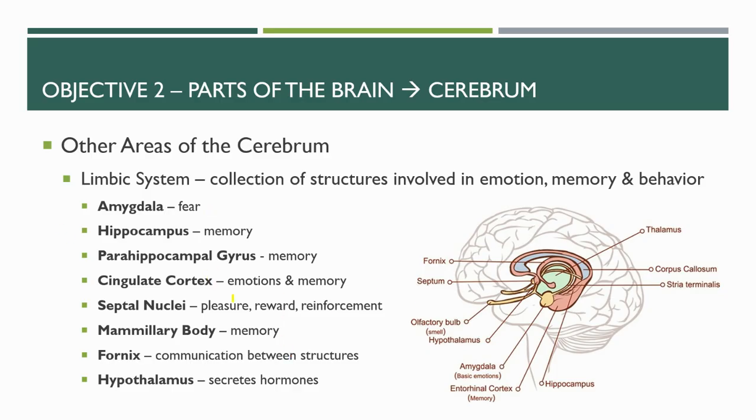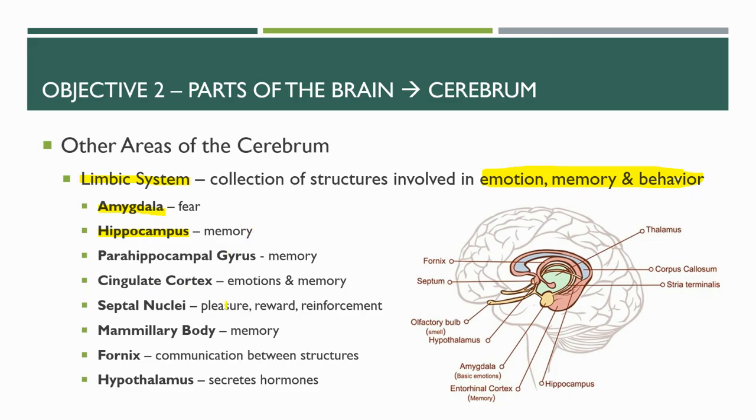And then we have the limbic system, which you can see the amygdala that we just looked at as well as the hippocampus are both part of that limbic system. And so the limbic system is just a collection of structures that play a role in emotion, memory, and behavior. And emotion is a very complex thing. There's a lot of different components to our emotions.